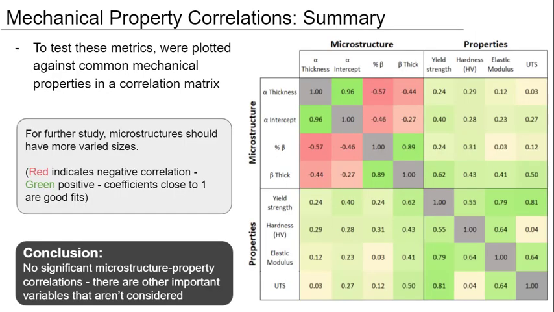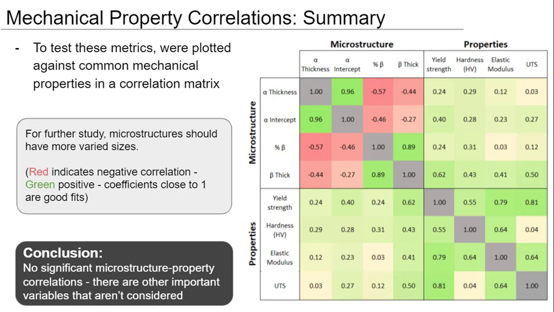So after defining some of these microstructure metrics, they were correlated here in this correlation matrix with some number of properties, including yield strength, hardness, elastic modulus, and ultimate tensile strength. And because all the microstructure metrics had pretty similar values, there are no significant microstructure property correlations. So the rest of this project I dedicated to describing these microstructure metrics more accurately, because there are subtleties that do become really important.